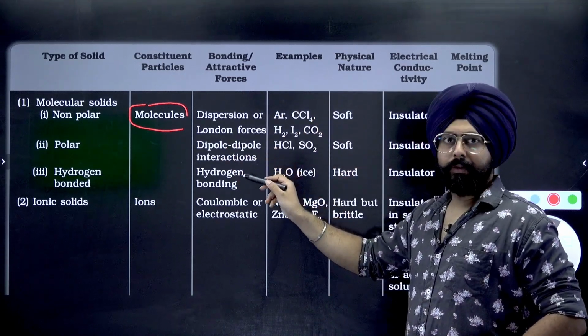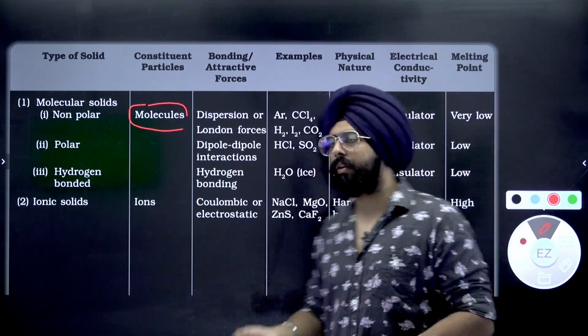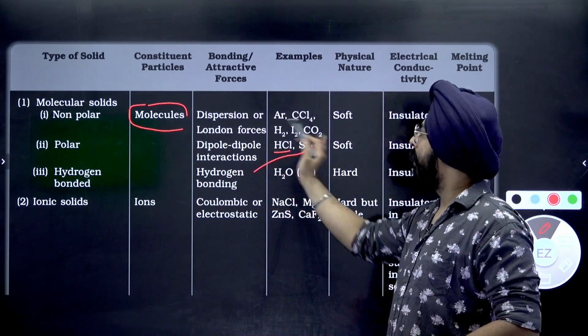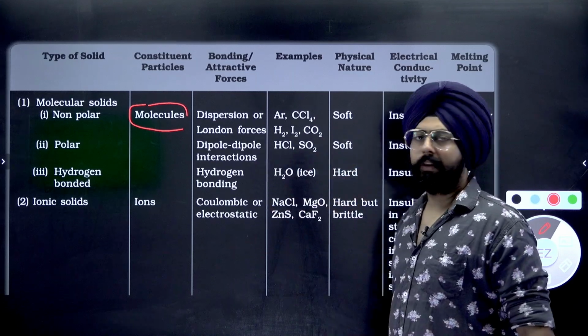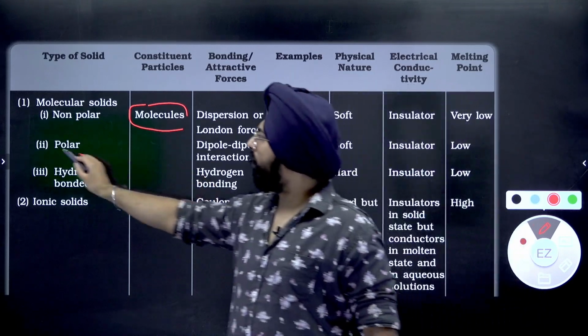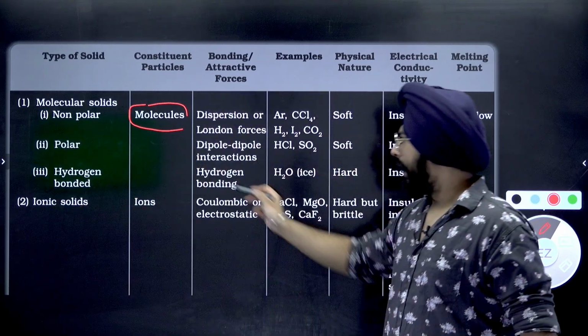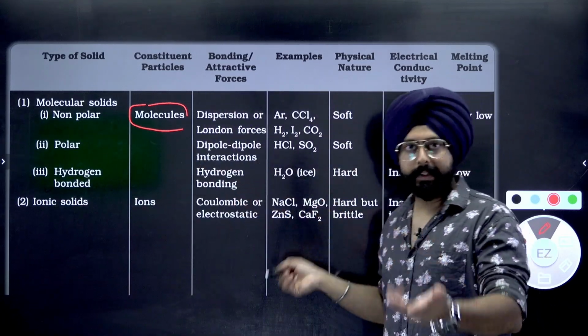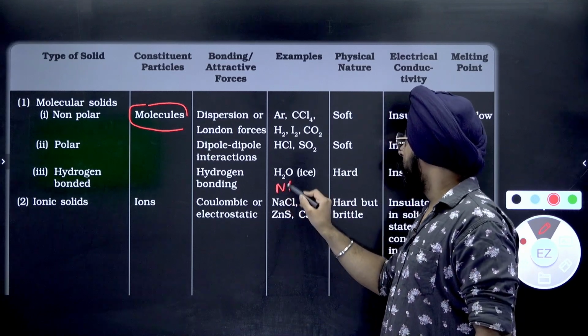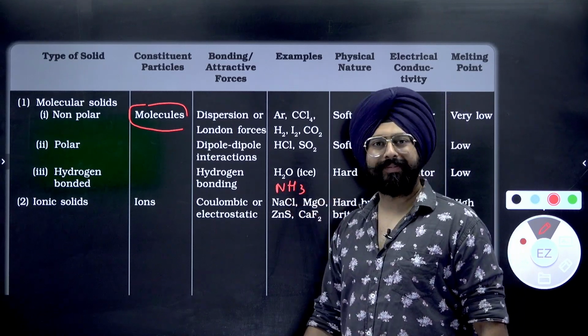Dipole-dipole interactions, molecules other than water, for example, HCl, dry HCl, dry SO2, sulfur dioxide. These are polar molecules; dipole moment, chemical bonding, please revise. Hydrogen bonding: H2O, ice is an example. Solidified ammonia would also be another example, right?